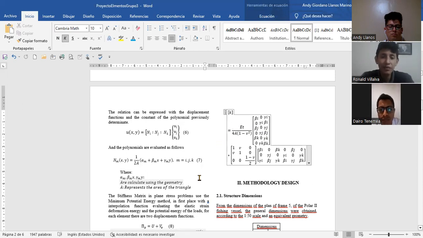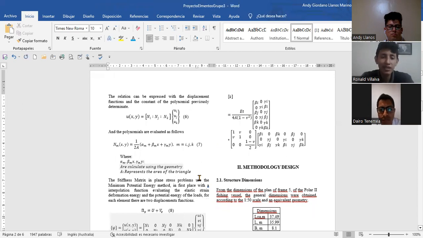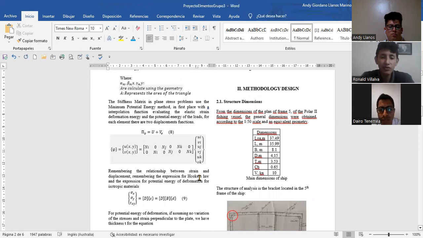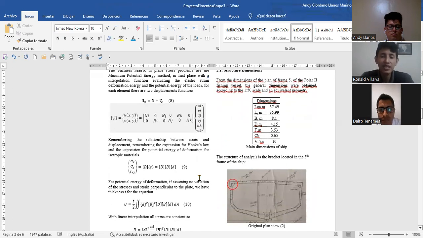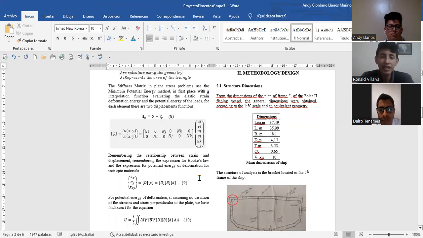This matrix provides the sigma in x and y direction, and using the minimum potential energy method, we can get the final stiffness matrix relation, with the beta and gamma constants previously calculated.